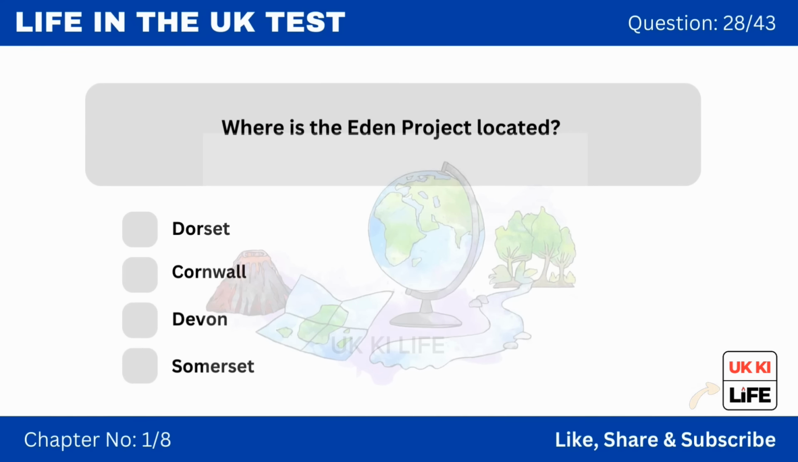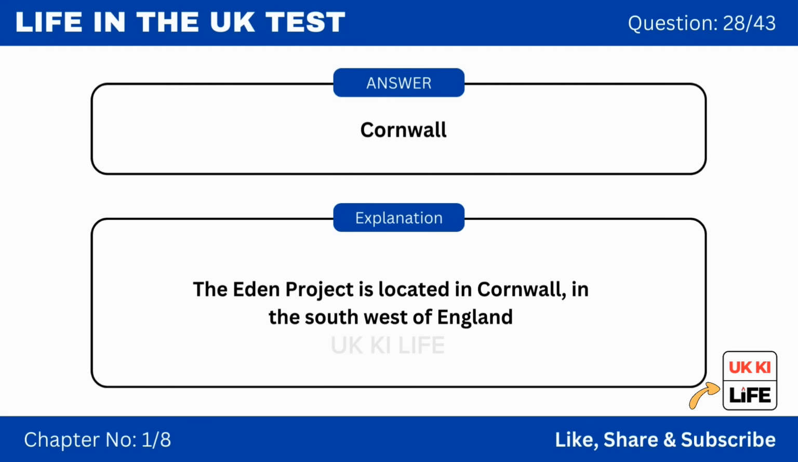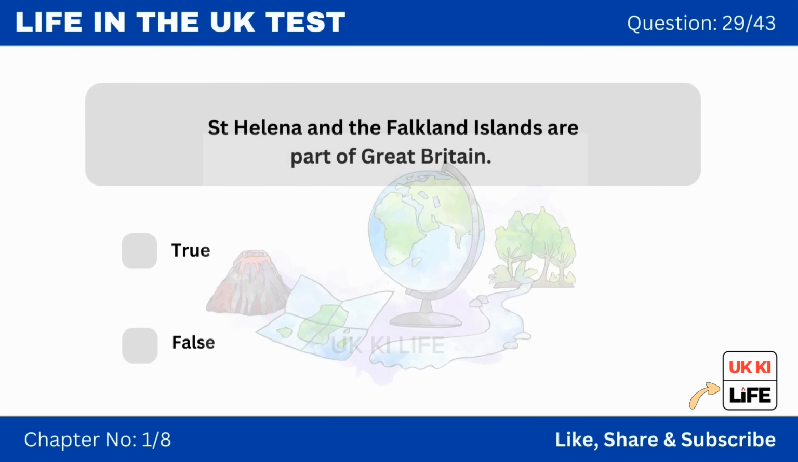The correct option is B. Explanation: the Eden Project is located in Cornwall, in the southwest of England. Question 29. St Helena and the Falkland Islands are part of Great Britain. True, false?